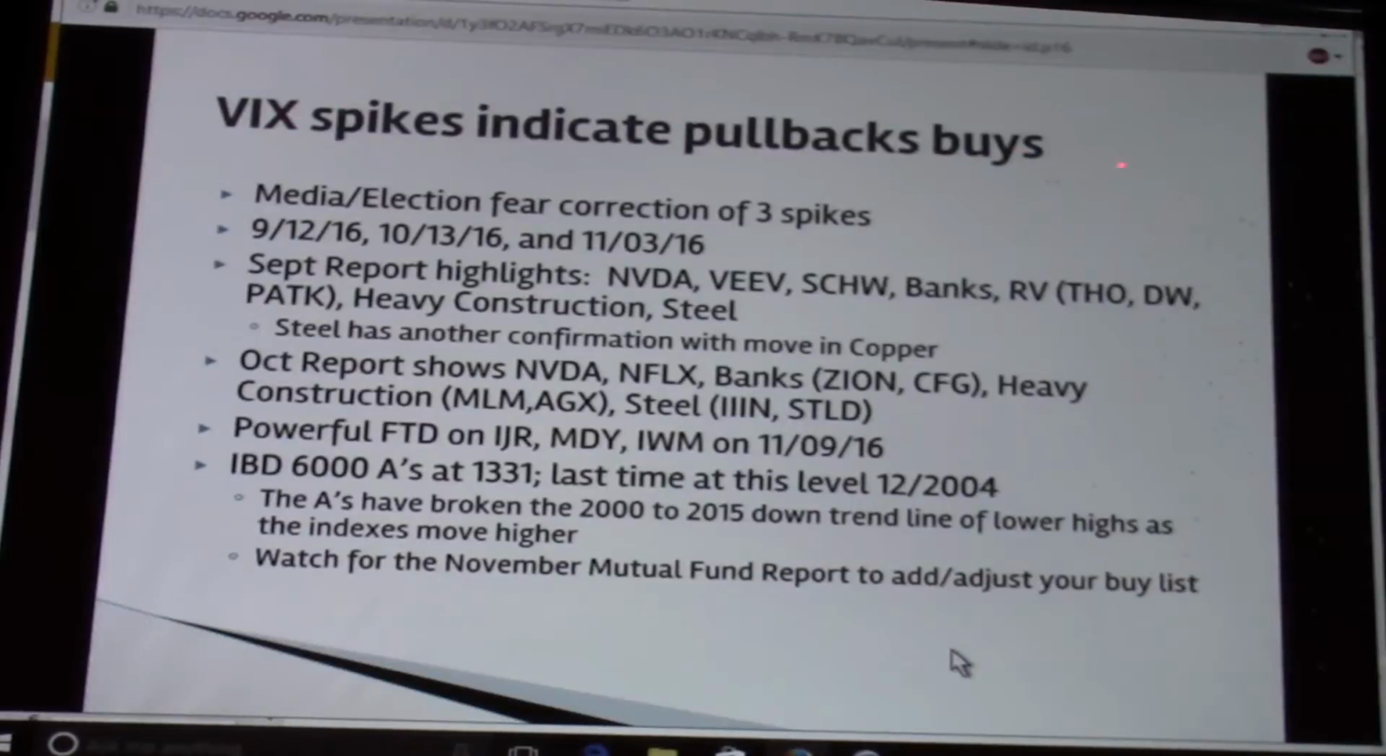So then we get into the media and the election fear. September 9th, you fell 2.5%. That Monday you went up 2.3%. That Tuesday you went down 2.5%. And then it ended and you rallied.